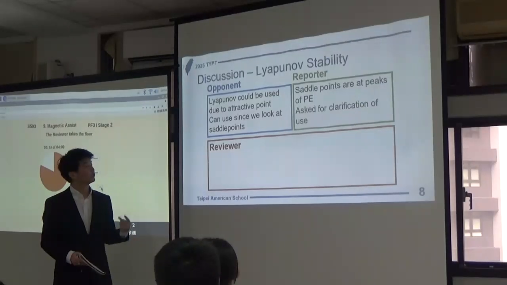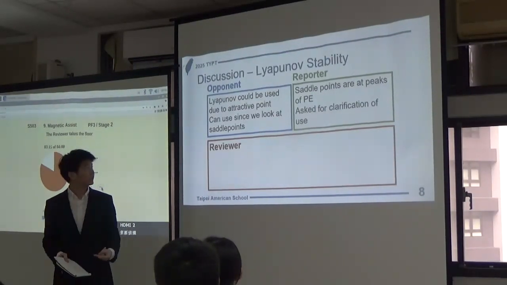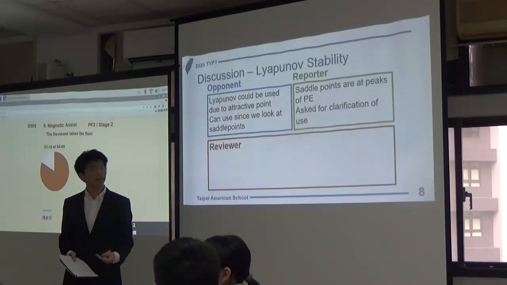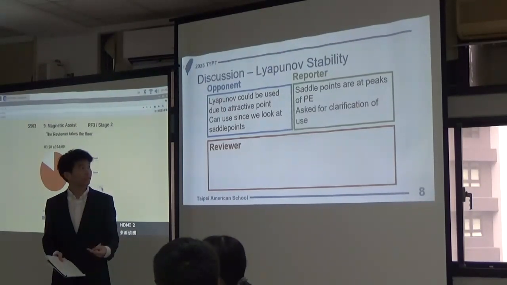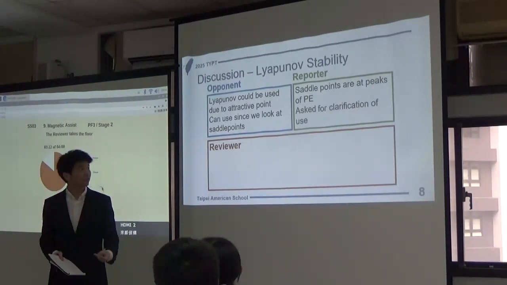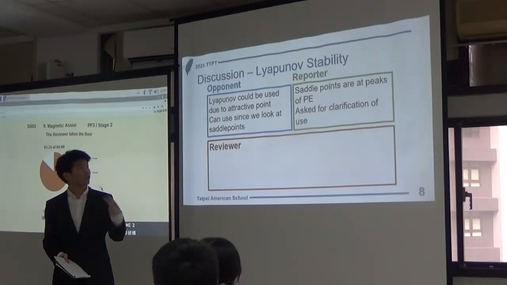Third discussion point was Lyapunov stability. The opponent mentioned that for the attractive case, this could be used. The reporter said that they didn't really utilize it because they directly used the potential energy field, and they asked for clarification on the use case.